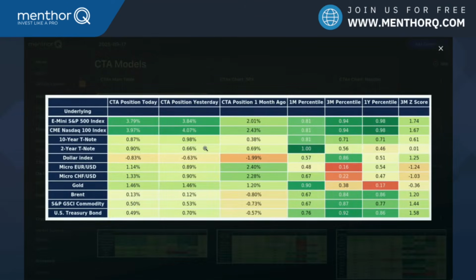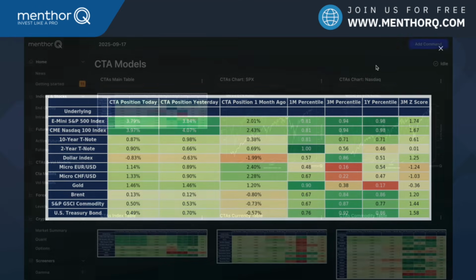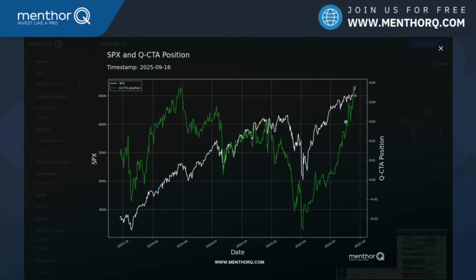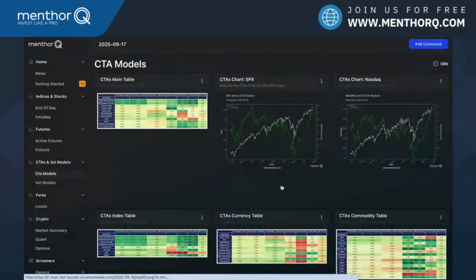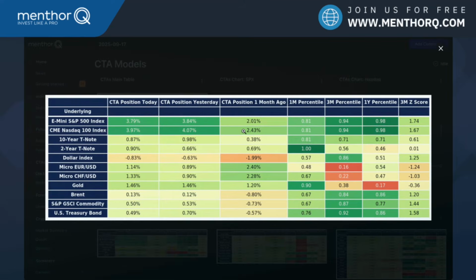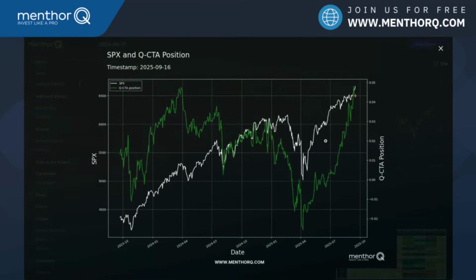First of all, we can see that CTAs have been increasing their positioning on both SPX and NASDAQ compared to the previous month, right? You can then go back into your chart and you can see the green line is the CTAs' positioning, right? So how can you use this kind of data as a futures trader? This data should be used to confirm the direction of your trade. Let's imagine that you see this table and you see that CTAs are actually buying more futures than a month ago. And let's say that you are short, you want to short this.